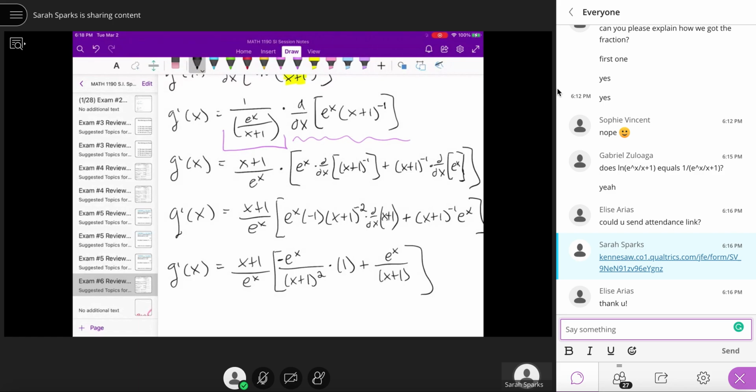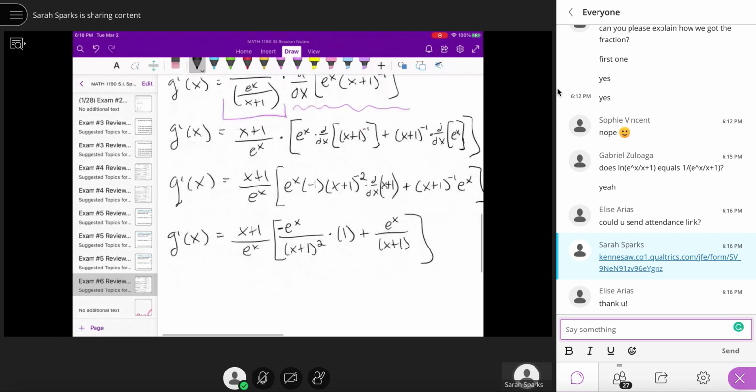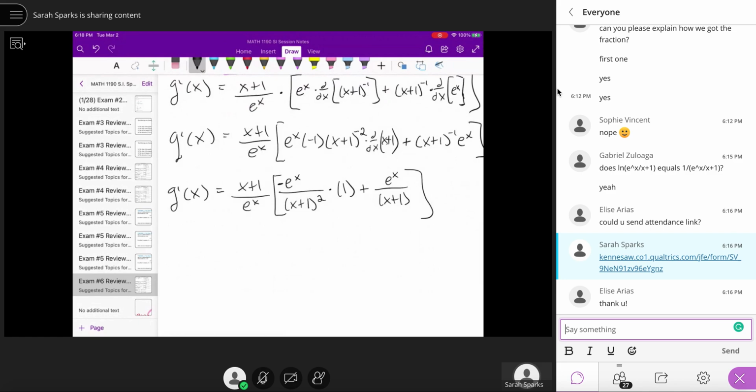All right. So from here, we see that we have common factors. We see that this e to the x is going to cancel out with that e to the x and this e to the x. And then we see that this x plus 1 is going to cancel out with one of those x plus 1s, and then it's going to cancel out with this x plus 1.